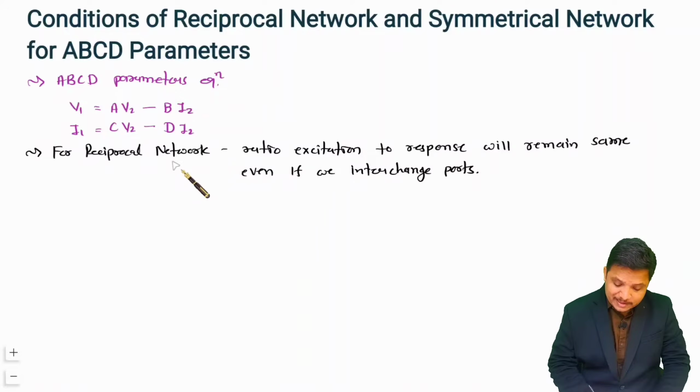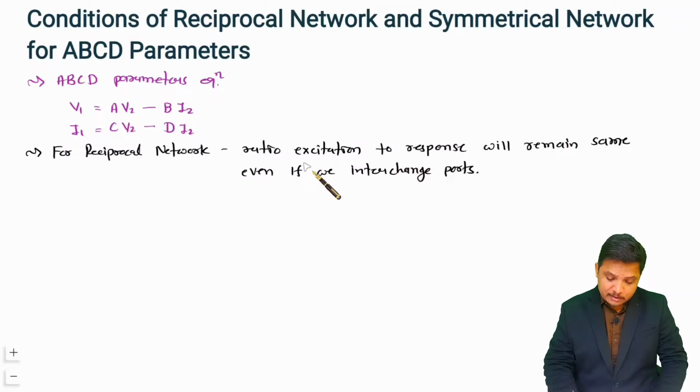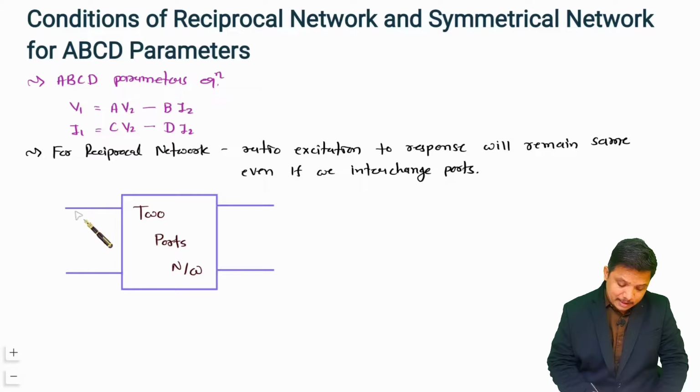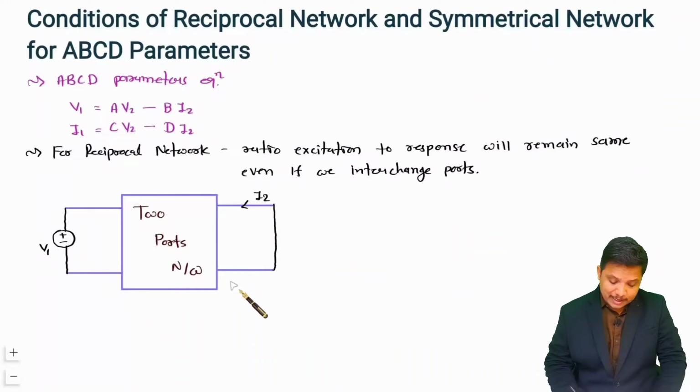So my dear students, for a reciprocal network, the ratio of excitation to response will remain the same even if we interchange the ports. Let me take one two-port network and explain that with respect to it. With this two-port network, at port 1, let me connect the excitation. For excitation, I'll connect voltage source V1, and at port 2, I'll measure the response. Let us say my response is I2, and port 2 is shorted, so V2 will be 0.